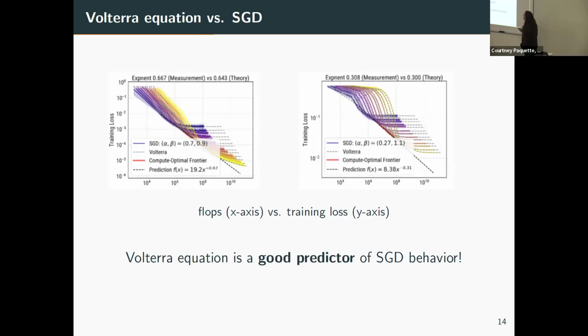So in fact, you can run SGD and you can run this, and the dashed lines are the prediction. It totally predicts well, across dimensions, across sample sizes, everything.